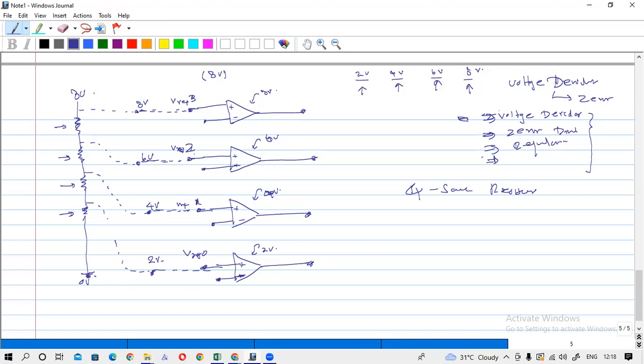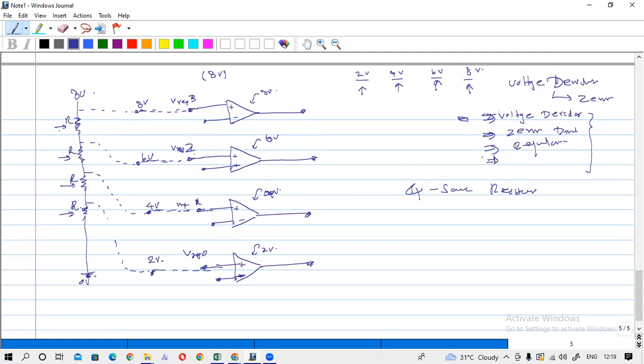If you use any resistor like this, but when you implement a circuit, you have to care about the resistor, because the resistor value will limit the current. So to give a proper current, you have to care about the resistors.